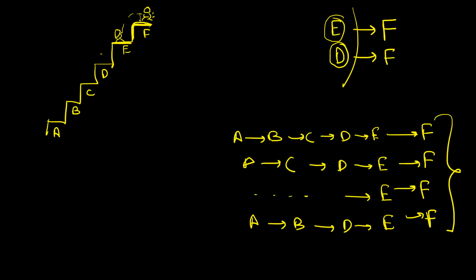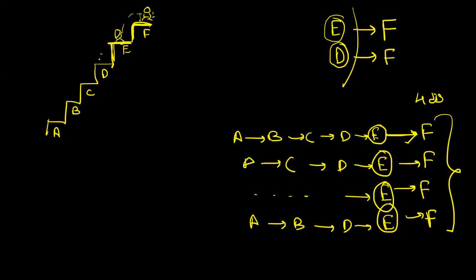See what I'm trying to say. If I tell you, boss, there are 4 distinct ways in which you can reach step number E, then what am I saying? In each of these 4 distinct ways, I will take a one step jump from E and I will reach step number F. So can I say there are 4 distinct ways of reaching step number F if you are coming from step number E? Make sense? But you can also come from step number D.